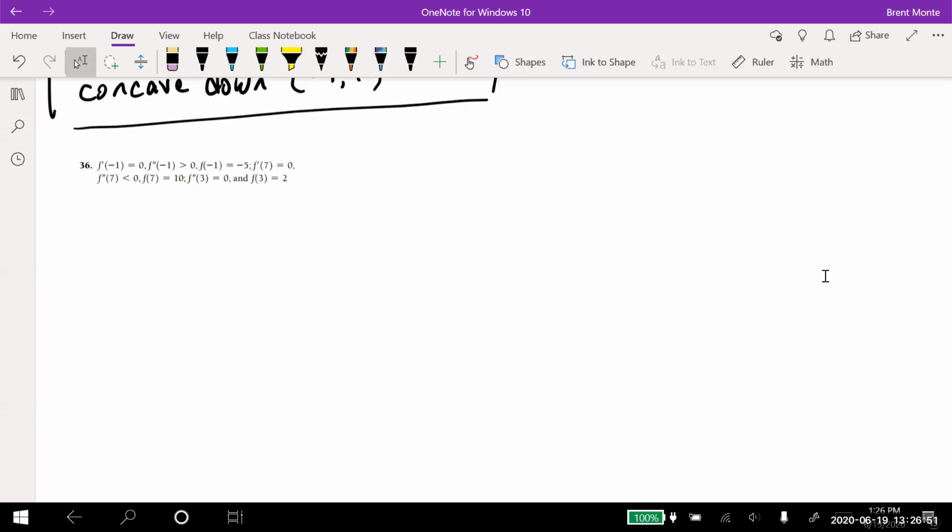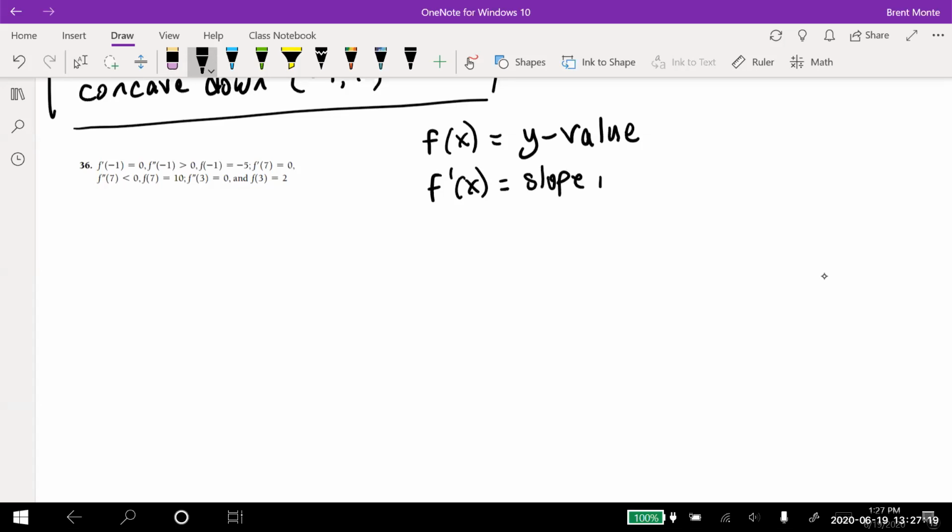First of all, let's list what's happening. So remember, f of x is the original function, that's the y value, just like it always has been. Remember, y equals f of x. So the original function is the y value. Well, what's the first derivative? Remember, that's the slope of the tangent line. We use that to determine whether the function's increasing or decreasing.